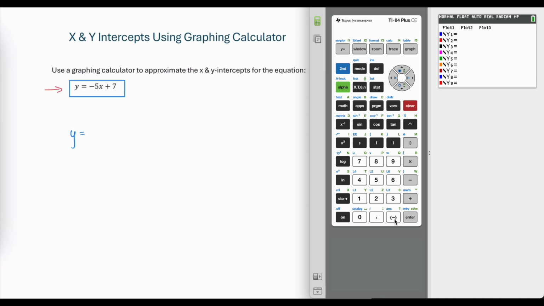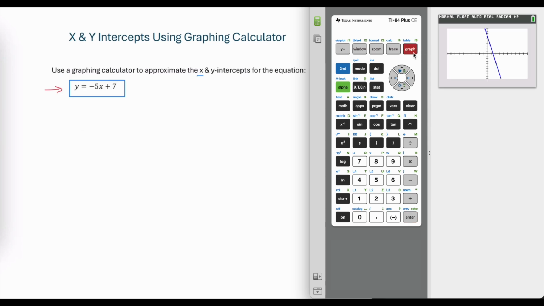Notice that we would need to use this negative symbol to get a negative leading coefficient, not the subtract button. See the difference between the negative symbol and the subtract button here in the y equals field. Negative leading coefficients need to be expressed with this negative symbol, so we'll say negative 5. Then we get our x term from here, and then we say plus 7, and enter this equation into the calculator, and then we go over to the graph.